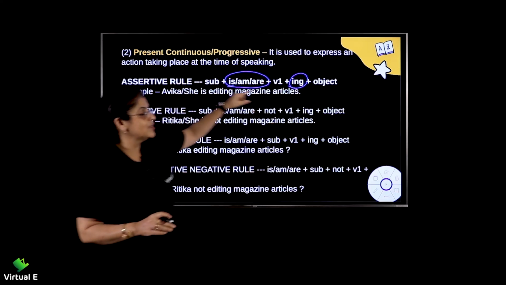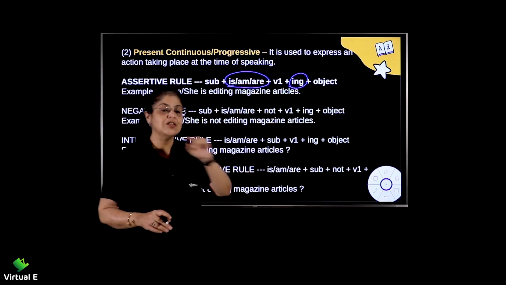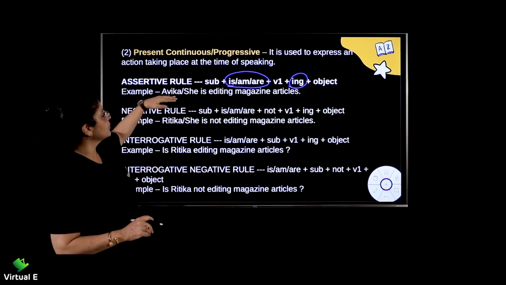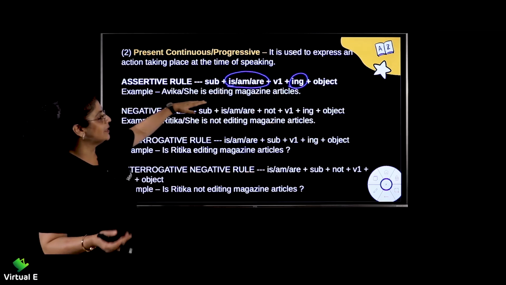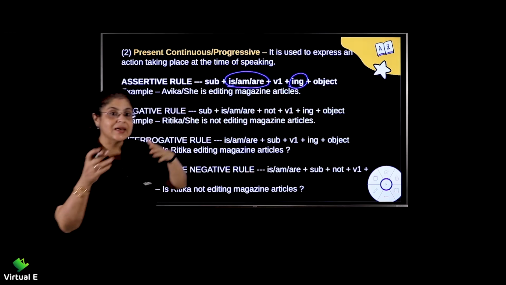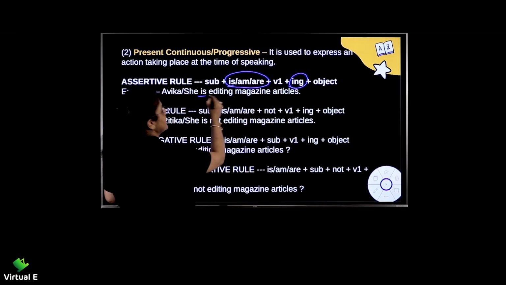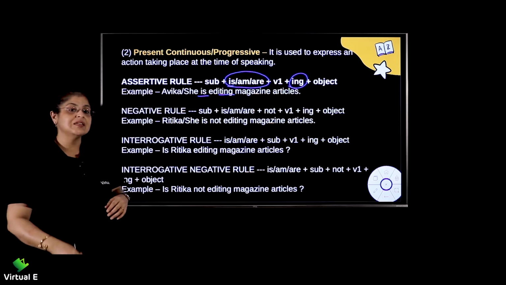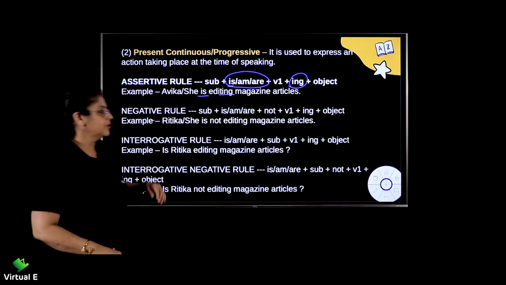For present continuous, these two have to be there in your sentence or else you have wrongly framed it. So, Ritika or she is editing magazine articles. Is editing. Do you see? It is, and it is editing. The ing definitely has to be there in your verb, right?